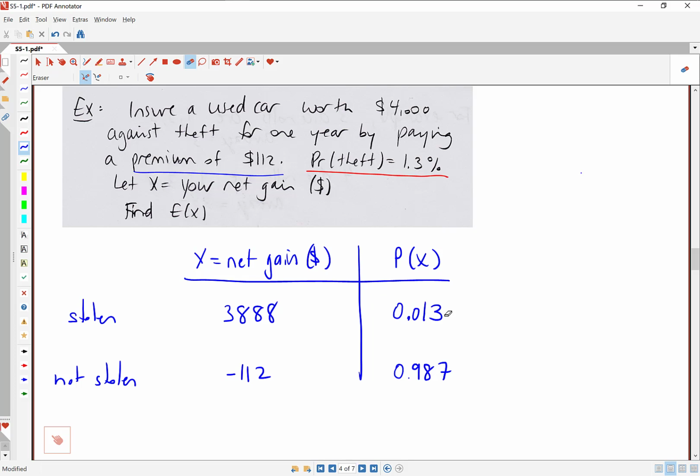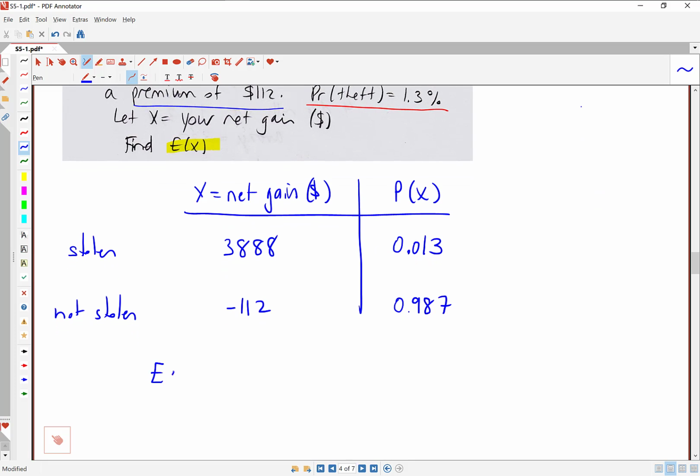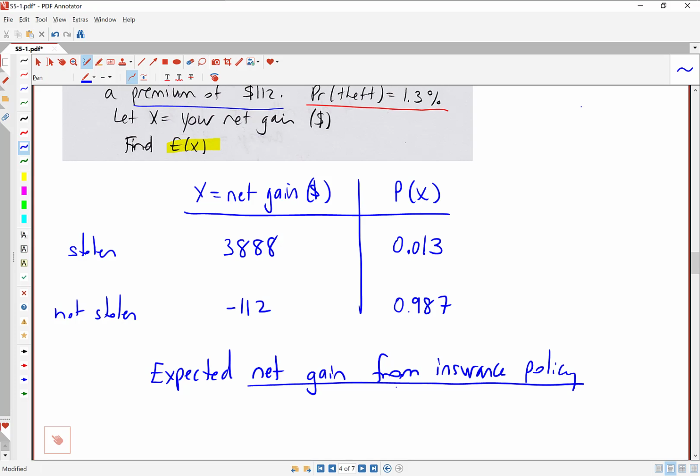Okay, so now we know our probabilities of the car being stolen or not stolen, and we know what our net gain in dollars from our insurance policy is going to be in each of those 2 situations. So the question is asking us to find the expected value. If you said this in words, it would be your expected net gain from your insurance policy. So this part here, net gain from your insurance policy, is X. And if you put the word expected in front of that, then you're asking for the expected value of X, which we write E of X. So expected net gain from your insurance policy in symbols, E of X.